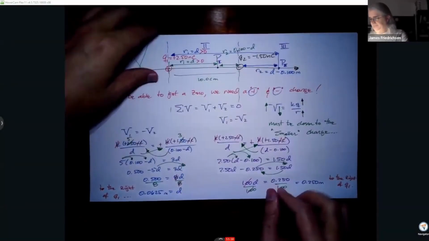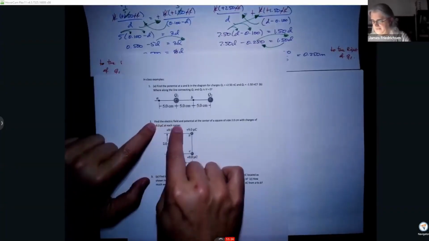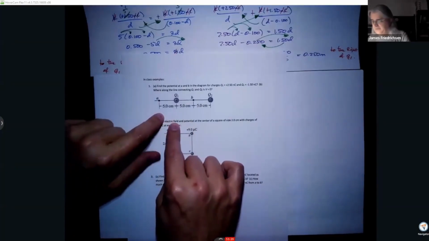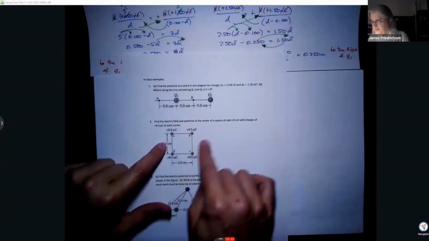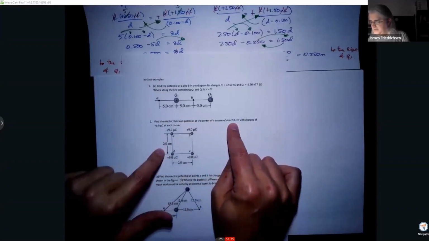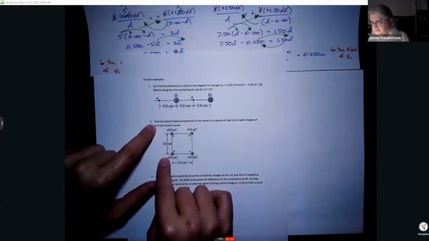All right, let's go on to the next one on the sheet. It says to find the electric field and potential. So these are the net electric field and the net electric potential at the center of a square, side length 2 centimeters, with charges of +9 microcoulombs at each corner. Okay. So let me draw that one out.